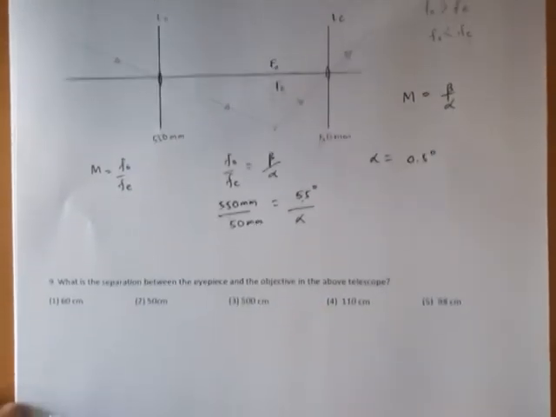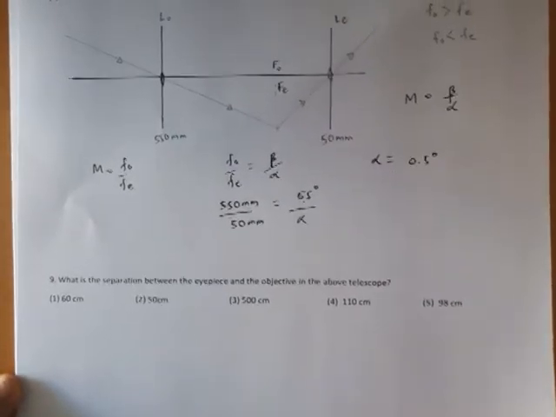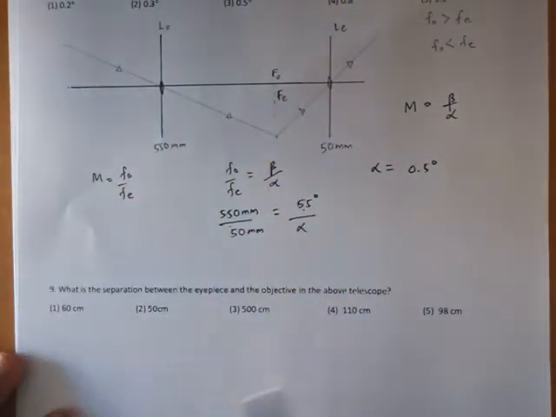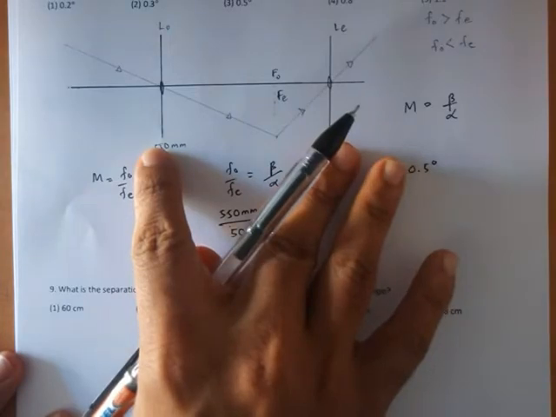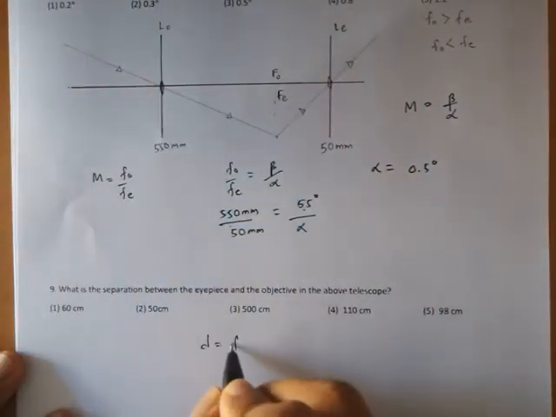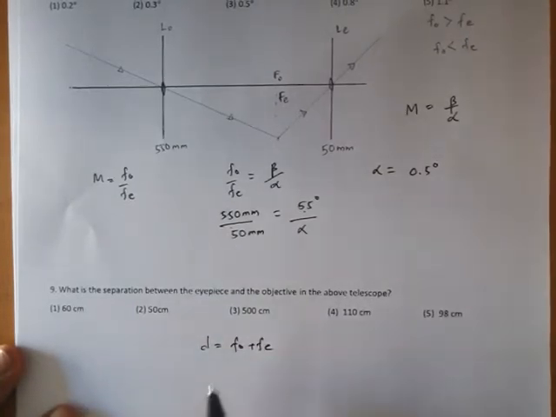And the next question, what is the separation between the eyepiece and the objective in the above telescope? From this it is clear that the separation between the two lenses is the sum of the focal lengths. So I can write d equals f naught plus fe. So d equals 550 millimeters plus 50 millimeters, so 600 millimeters, that means 60 centimeters.